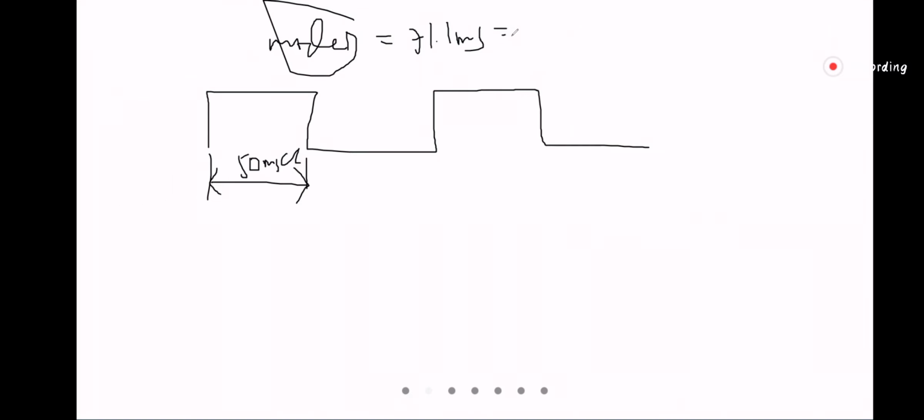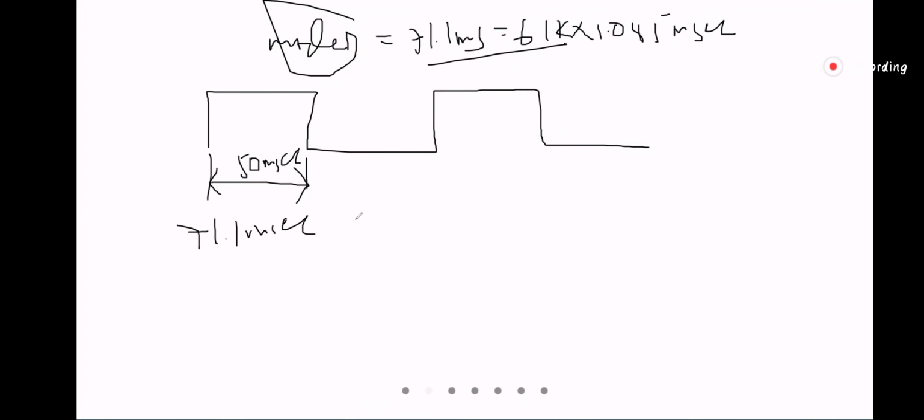Please understand this. 65,536 into 1.085 millisecond. This one. Now 71.1 millisecond is greater than 50 millisecond. So I don't have a problem here. I don't have a problem in the previous question because 71.1 millisecond is already greater than 50 millisecond. So I don't have any problem.